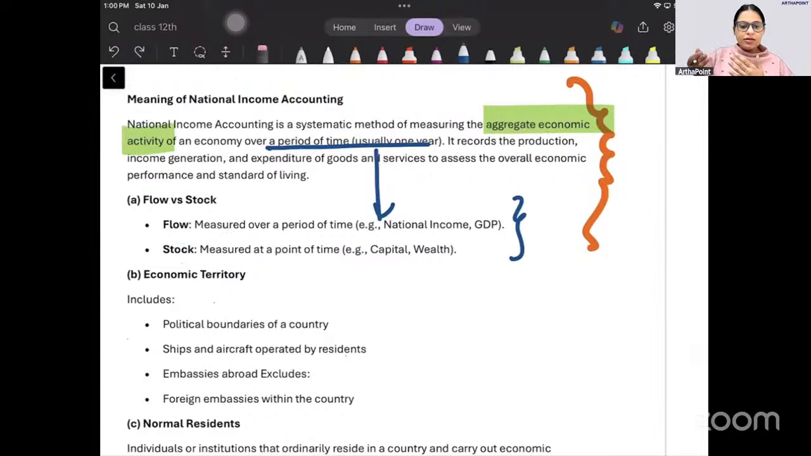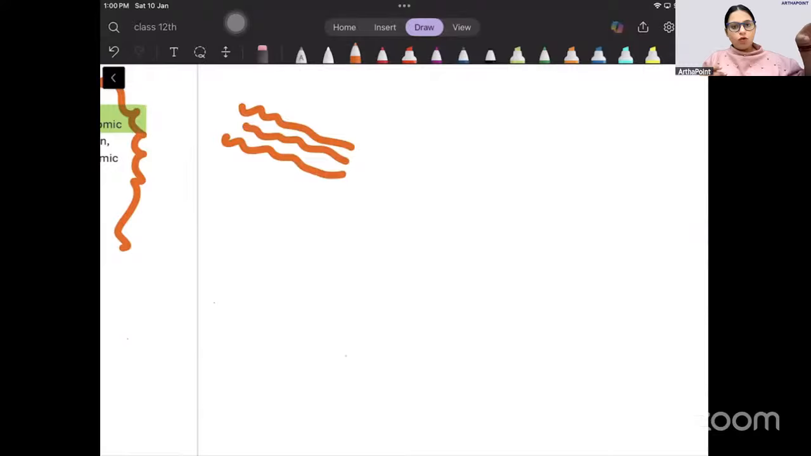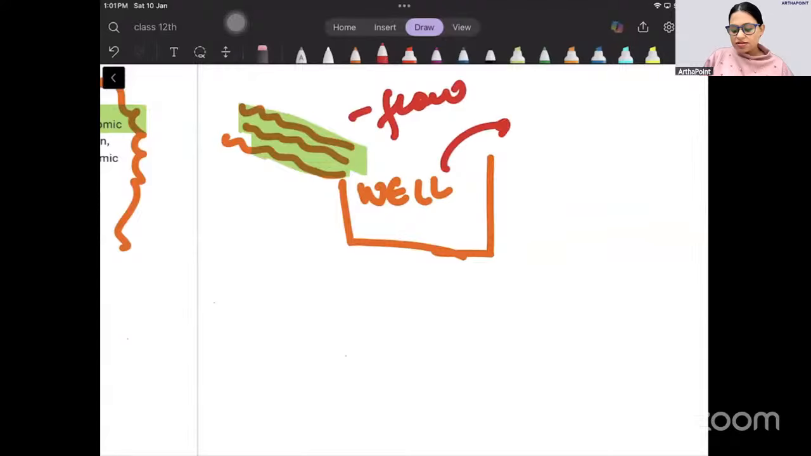इसी का the next aspect that we have वो हो जाता है stock concept. Stock is measured over a point of time. तो usually we think of it like this. NCERT में ऐसे समझाया जाता है that let's say you have flowing water and water is getting accumulated in a well, right? So we can go ahead and say that this is flow and this is stock. Okay.